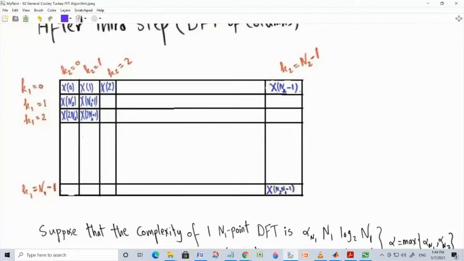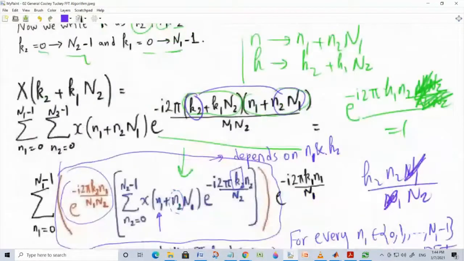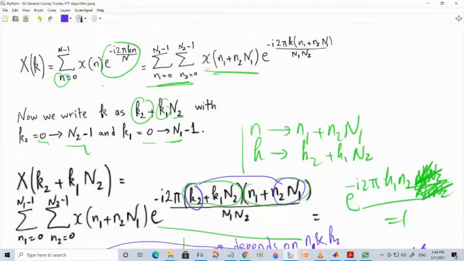How do we know that this is the DFT? Well, we know that this is the DFT because we started with nothing but the formula for the DFT. It is just that we rewrote the formula. What I'm computing is X of k2 plus k1 N2. I just replaced k by two indices, k2 plus k1 N2. And then the summation that we have here is not an approximation or anything. It is the exact DFT sum.